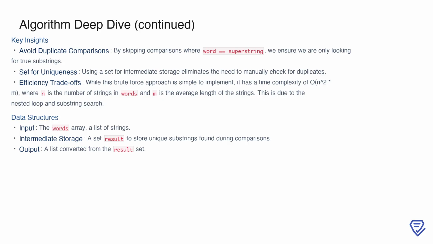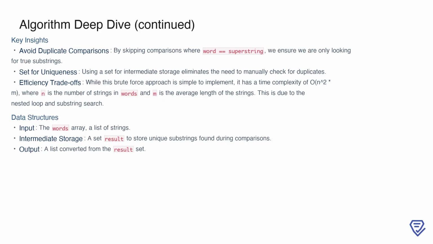Second, the use of a set for intermediate storage simplifies the process of removing duplicates. This avoids the need for any additional logic to ensure uniqueness. However, there is an efficiency trade-off with this brute force method. The nested loop combined with substring checks leads to a time complexity of O(n² * m), where n is the number of strings in the words array and m is the average length of the strings. This can become computationally expensive for large inputs.